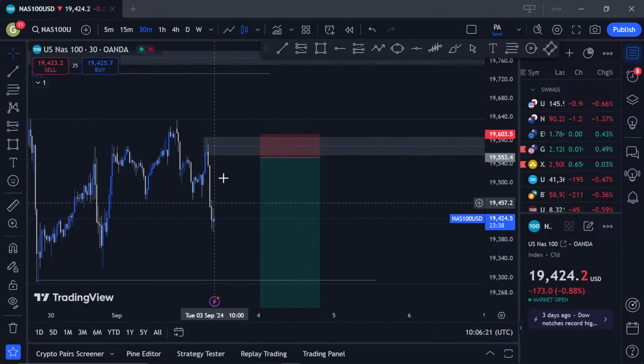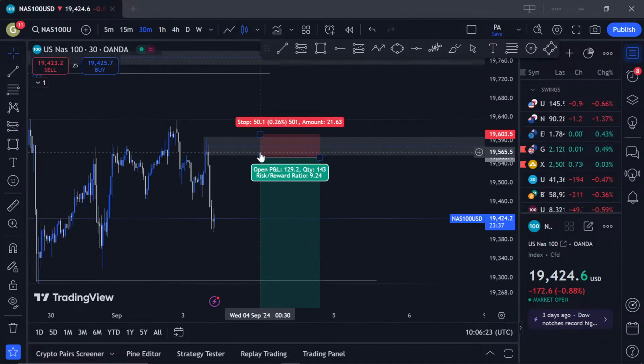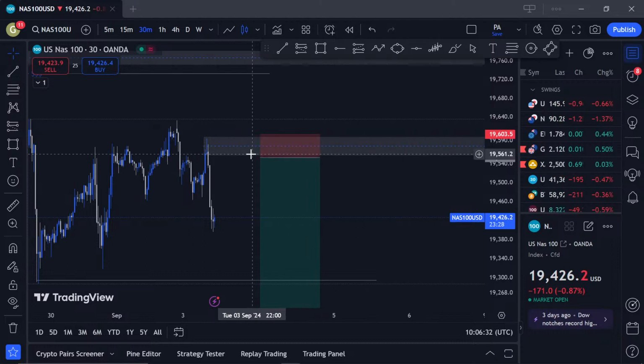So we are waiting for the market to pull back here and give us a bearish close. Immediately you get a bearish close right here on the 30-minute time frame, you can take the sell. Once the market comes to this level that we identified on the 30-minute time frame and gives a bearish close, then you take the sell.